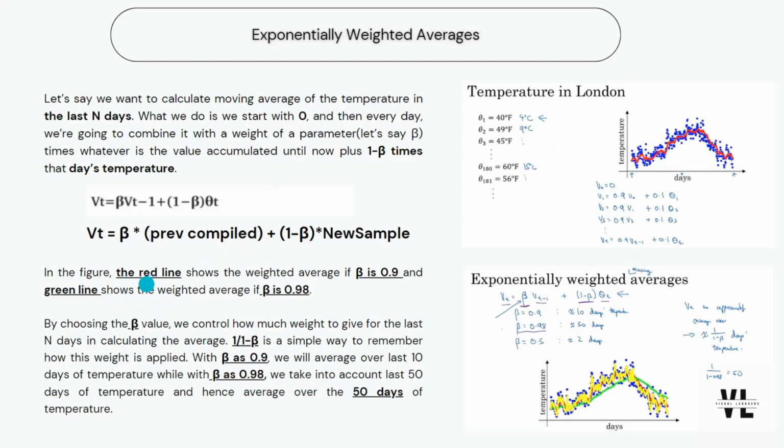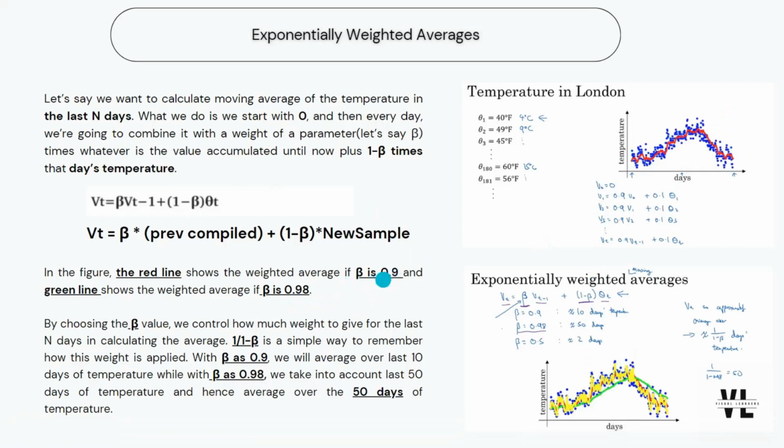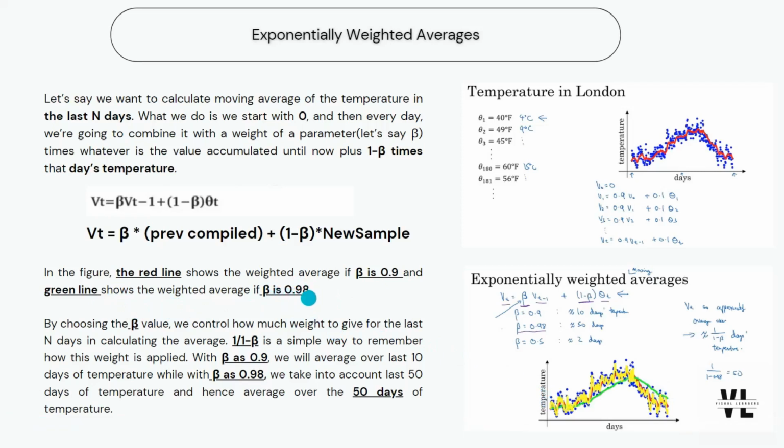In the figure, the red line shows the weighted average if beta is 0.9, and the green line shows the weighted average if beta is 0.98. So in this graph, the red line is indicating when we consider beta to be 0.9, and the green line here is showing us when beta is 0.98. So depending on the type of values that we initialize for the hyperparameter, we're going to have different averages.